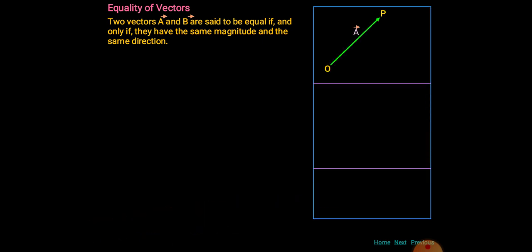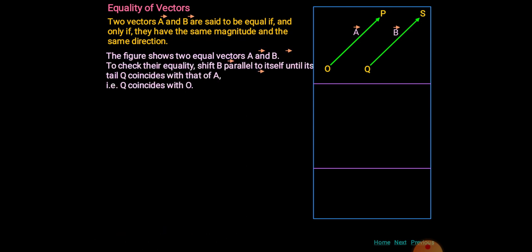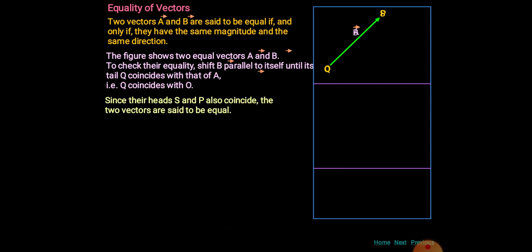direction. Try to understand with a figure. Here I have taken vector A and vector B. These two vectors are equal. Their magnitude is the same and the direction is also the same. In this figure OP is vector A and QS is vector B. If you see this carefully, these two vectors are coinciding. If you see their tail and head, they coincide. So these two vectors have the same magnitude and same direction. So we can say that vector A and vector B are equal vectors.